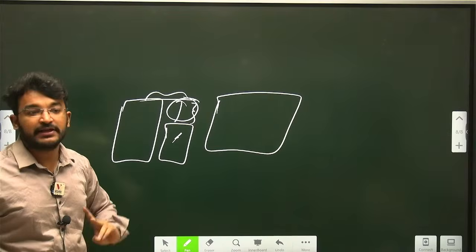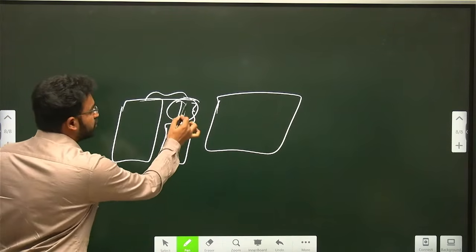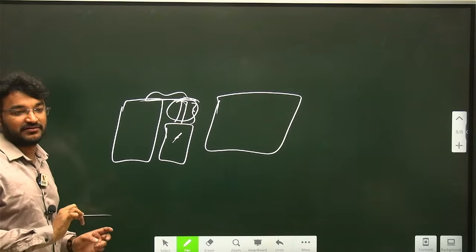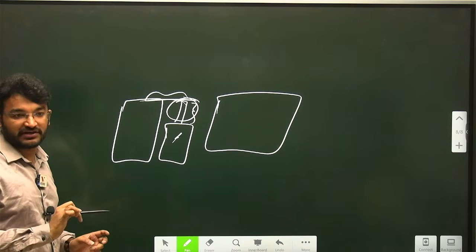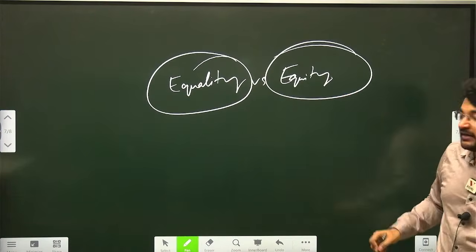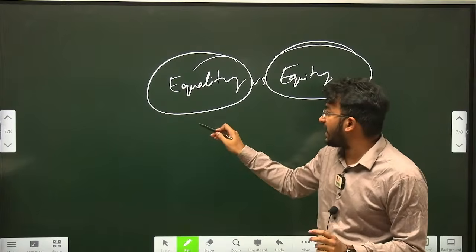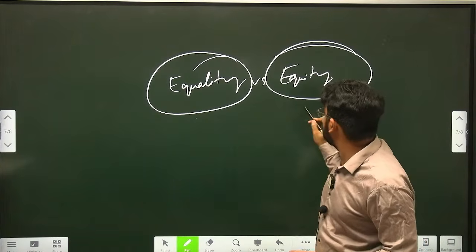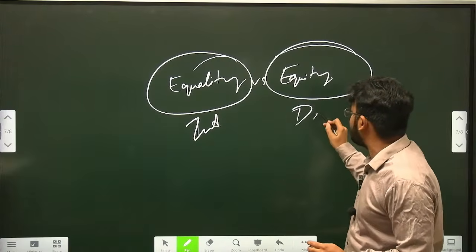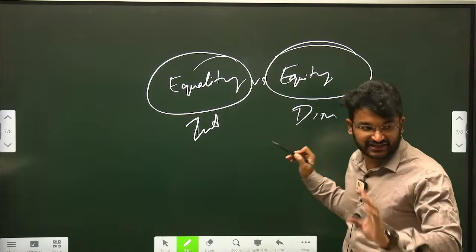Affirmative action policy, positive discrimination to make them equal. This is called equity. Now we are calling indirect tax equality and direct tax equity, right?